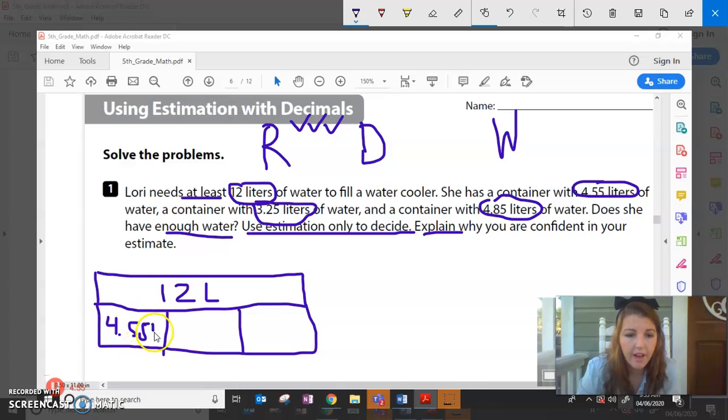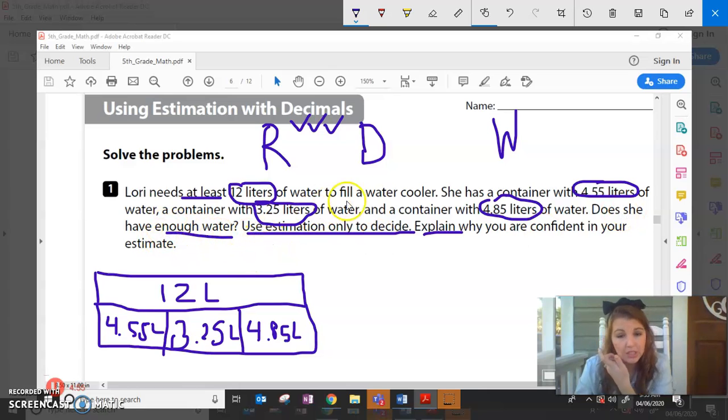Ooh, that's an interesting 5. And then 3 25/100 liters. And then 4 85/100 liters. And the question wants to know, does she have enough? And use estimation to decide. So I'm going to estimate each of these amounts. When you see estimation in math, it usually wants you to round them.